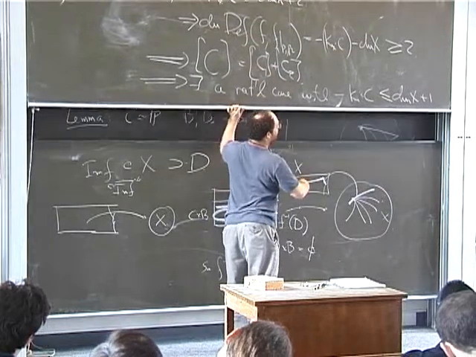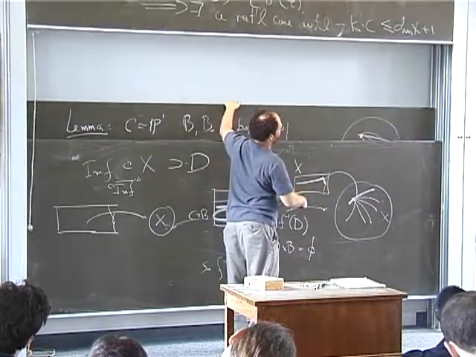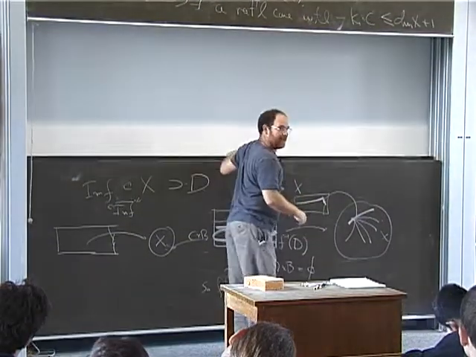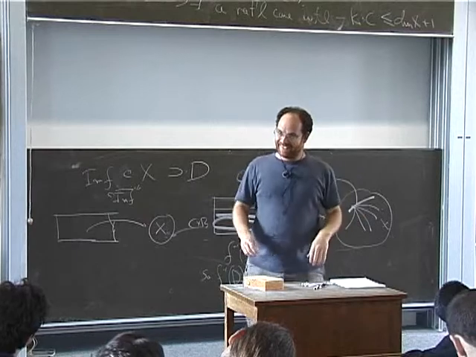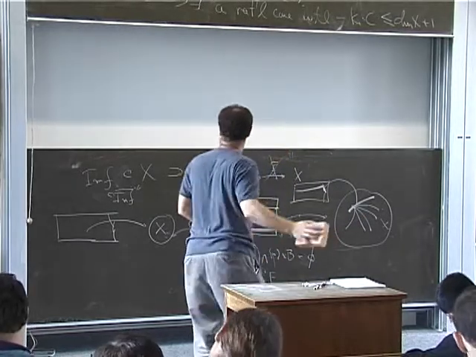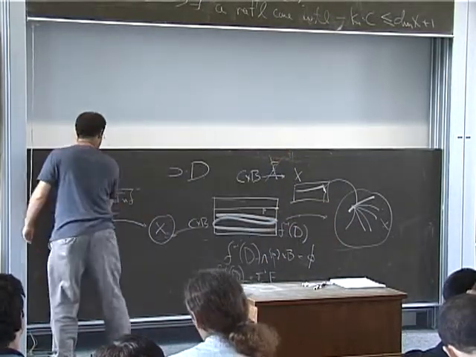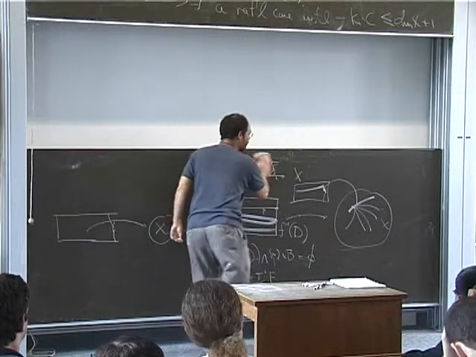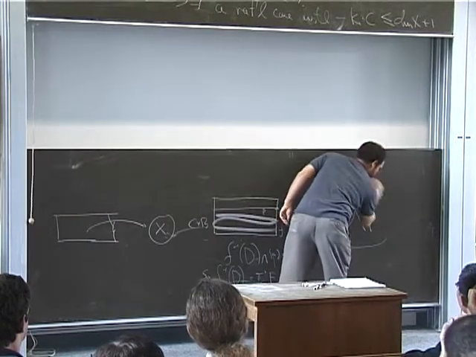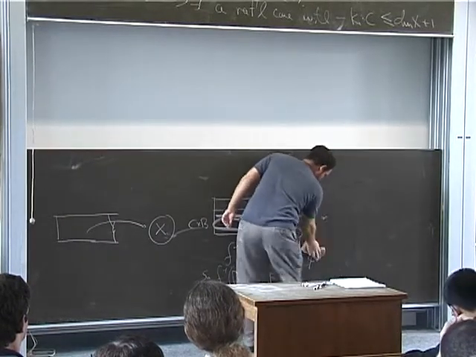So remember this. So I want to claim that such a curve always exists. So how do you do that? And by the way, this is all work of Mori so far.